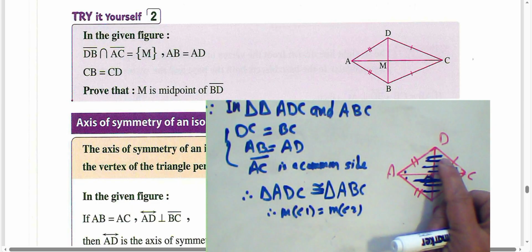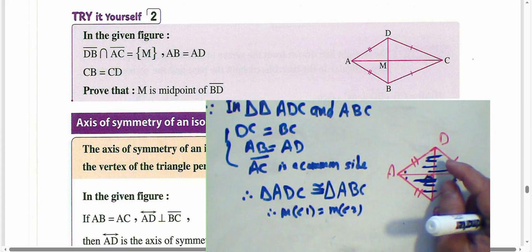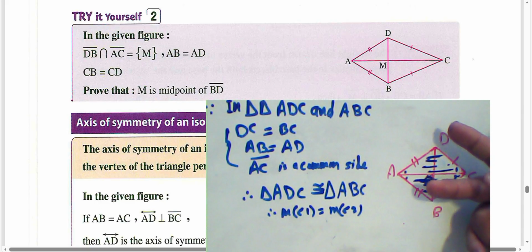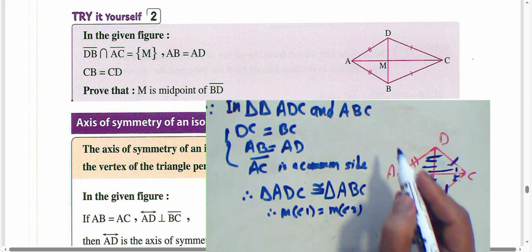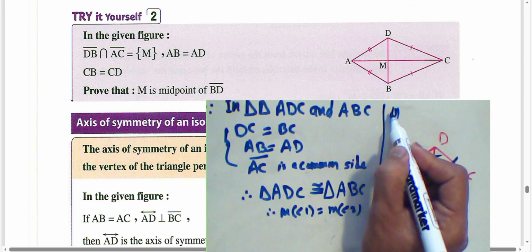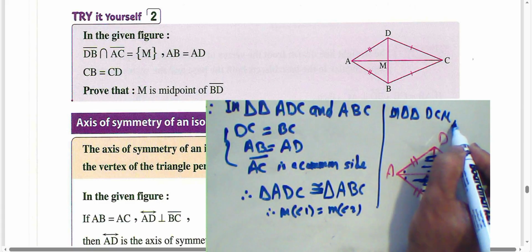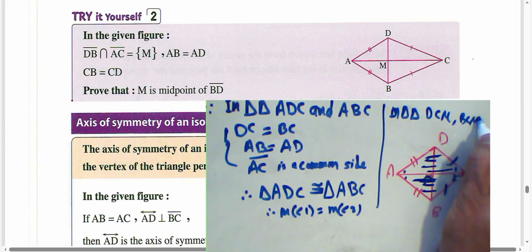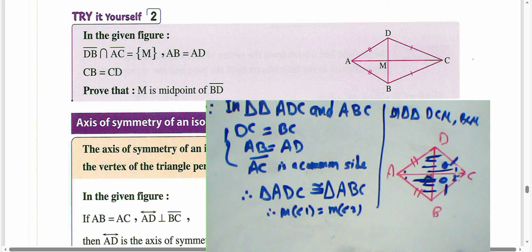Okay, then I will now prove that the two triangles here are congruent. To prove that MD equals MB, I will prove that two triangles are congruent. How? We have two sides and the included angle, this side equivalent to this side. Then the two triangles DCM and BCM, this triangle and this triangle. Okay, I will prove that the two triangles here are congruent.